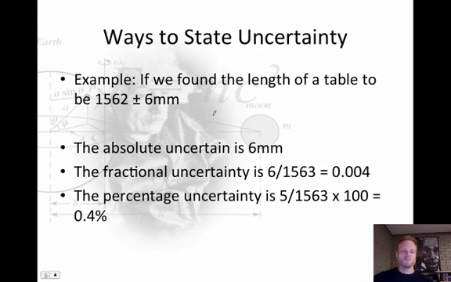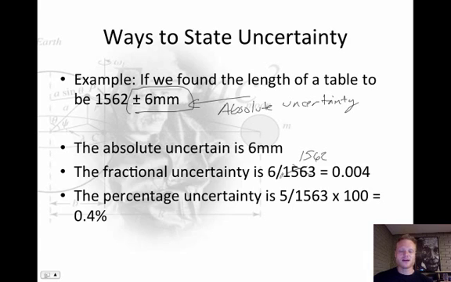Beyond just saying plus or minus 6 millimeters, there's really 3 ways that you can state uncertainty. This one that I have right here as an example, that's called the absolute uncertainty. And so that would be plus or minus 6 millimeters. The fractional uncertainty is just basically taking your absolute uncertainty and dividing it by your number. I kind of have a typo here. This really should say 1562. So my apologies there. 1562. So 6 divided by 1562, I'm guessing is still probably pretty close to 0.004. That would be my fractional uncertainty.